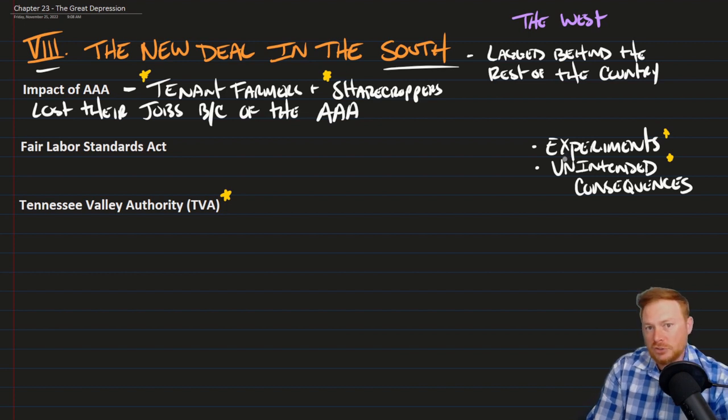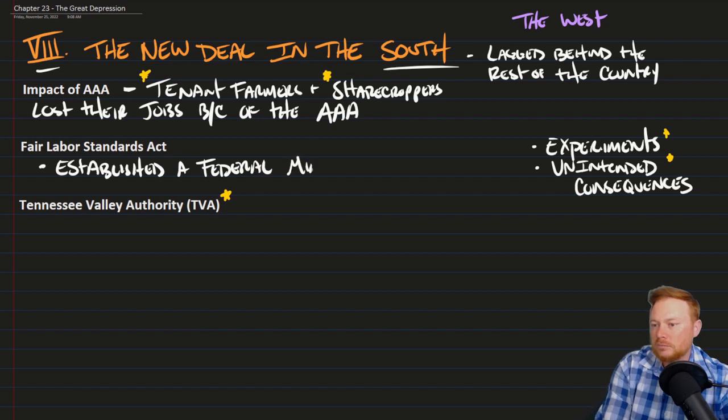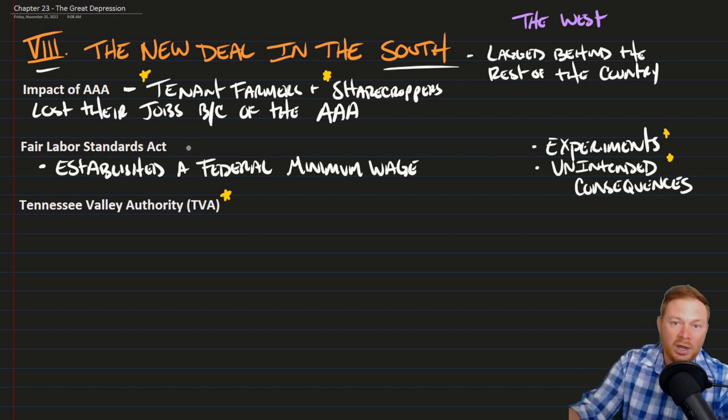As part of Roosevelt's New Deal and as part of his administration, he also passed the Fair Labor Standards Act. And what the Fair Labor Standards Act is most well known for was that it established a federal minimum wage. And because the South had some of the lowest wages in the country, this affected the South the most, right? That people in the South saw their wages rise more so than anyone else around the country.